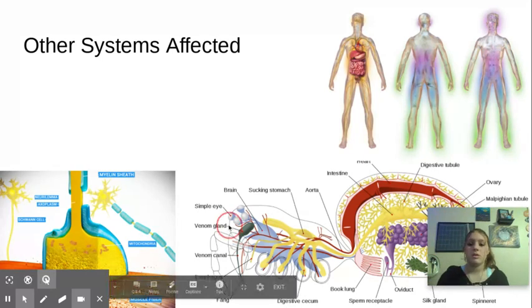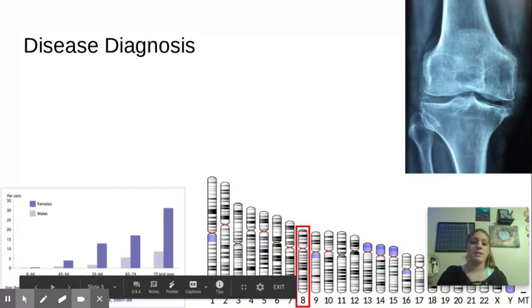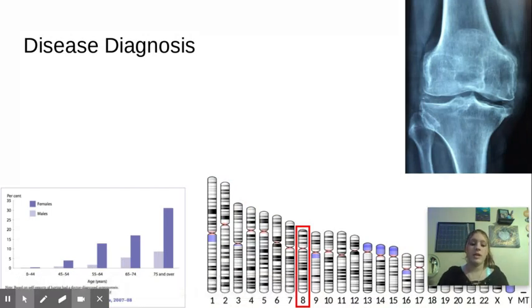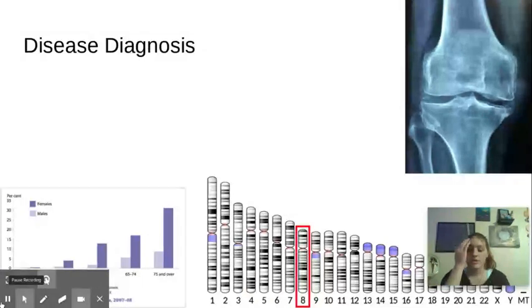And now on to the disease diagnosis. So there are actually two different ways that you can diagnose this kind of disease. One of them is a test called BMD, which is actually called bone mineral density, and it compares your bone density and mass to that of a person who does not have the disease and is the same age and the same sex as the person with the disease would be.